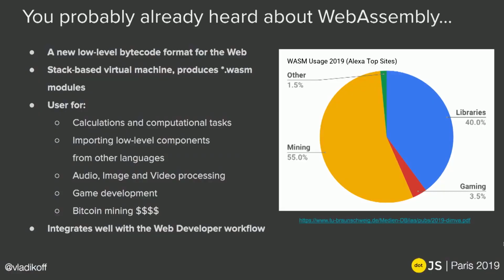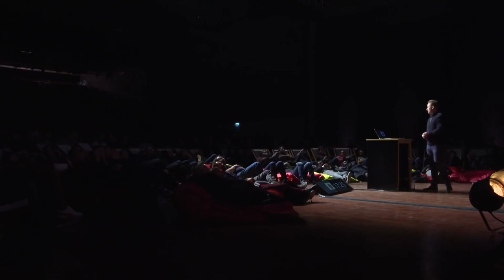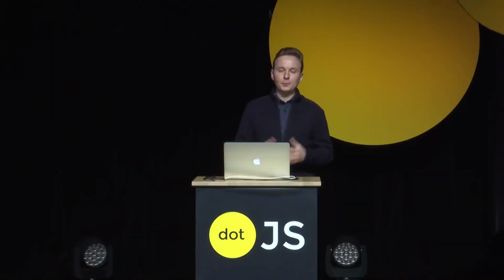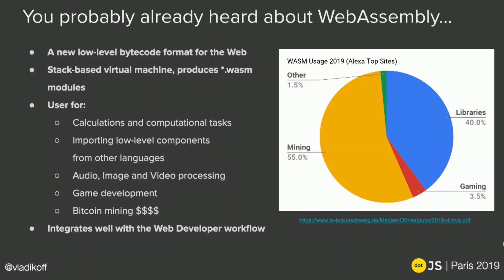So you probably already heard about WebAssembly today. It's a new low-level bytecode for the web. It's a stack-based virtual machine, and it produces these .WASM files. And it's used for calculations, computational tasks, importing low-level libraries, multimedia processing, game development, and a lot of Bitcoin mining. So, good thing, though, it integrates well with the web developer workflow.